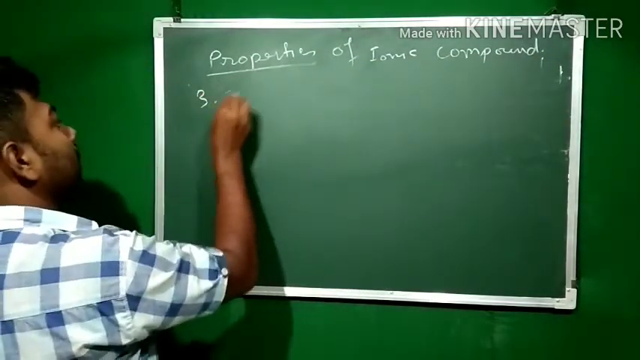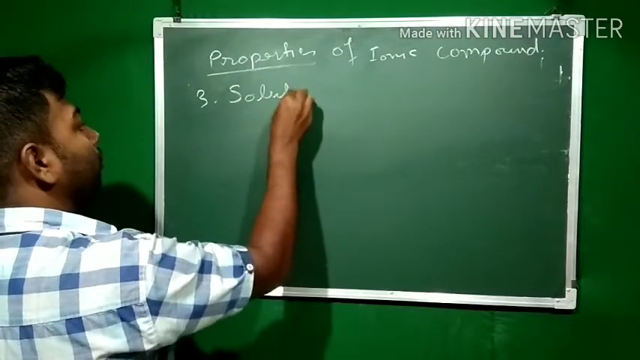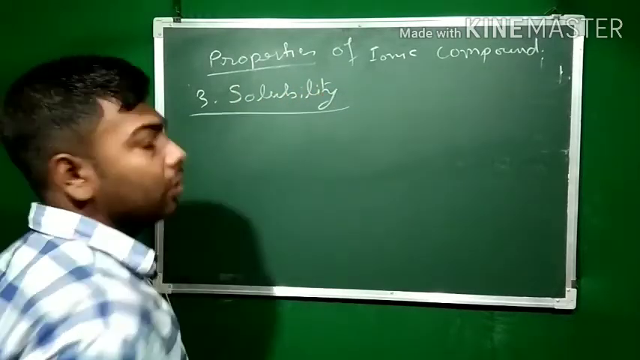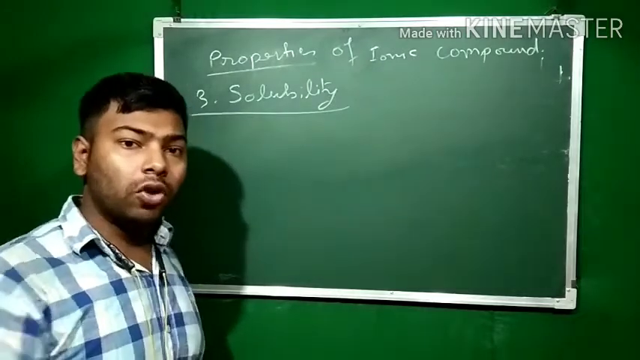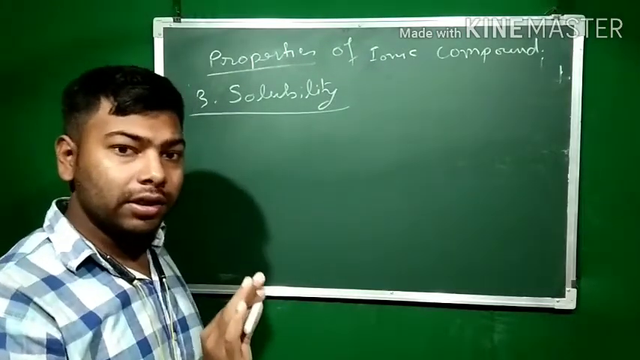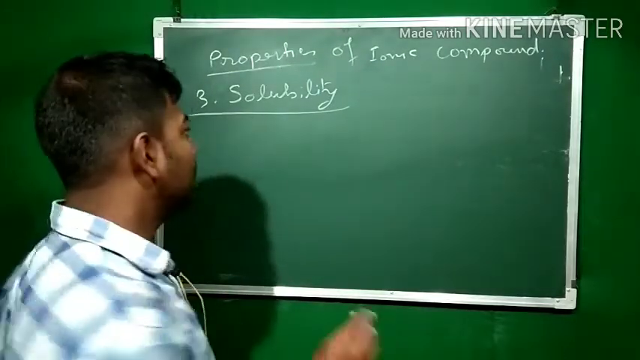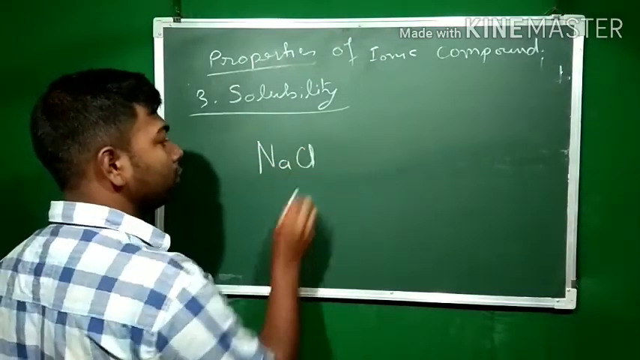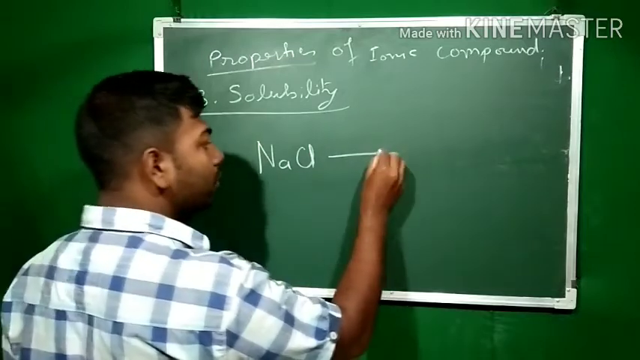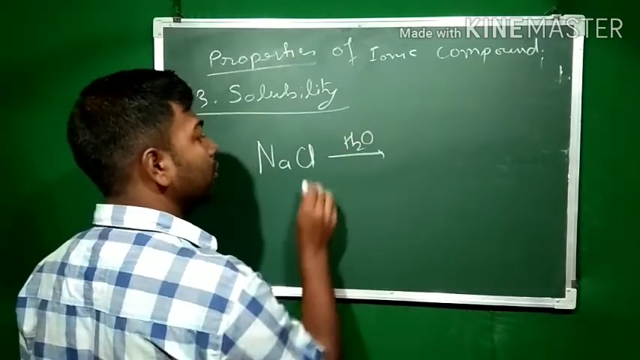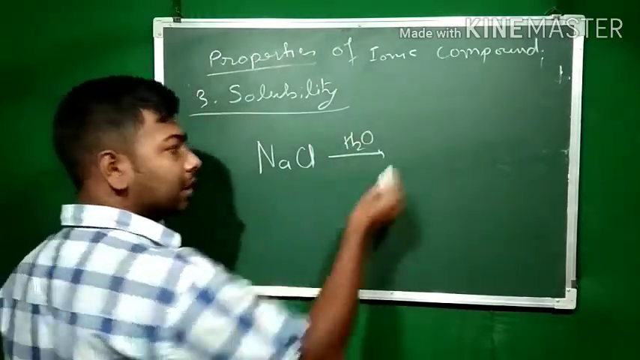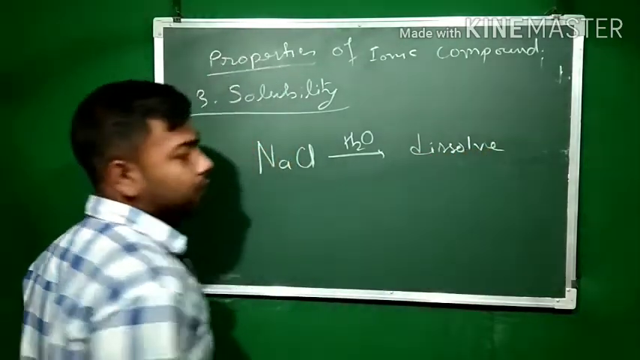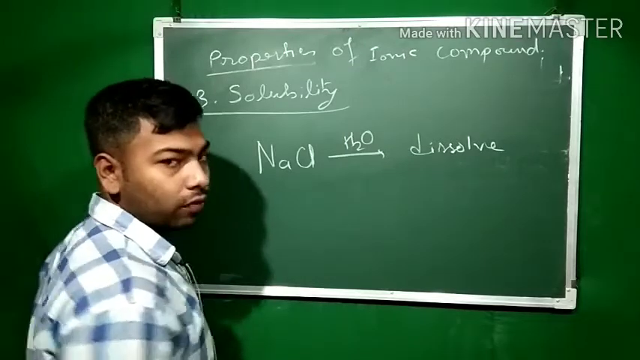Next property is solubility. Solubility means the compound is soluble in a solvent or not. Suppose we are taking an example of sodium chloride. When we give water to sodium chloride, obviously it will dissolve.